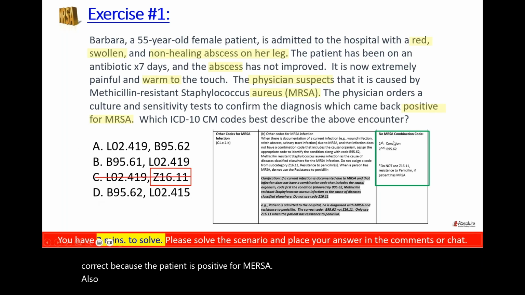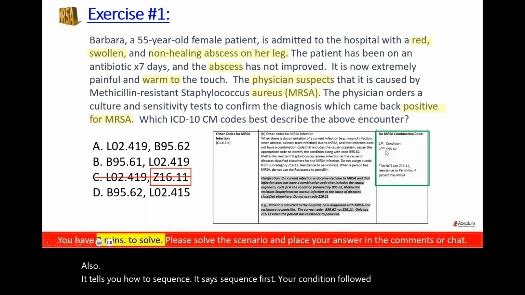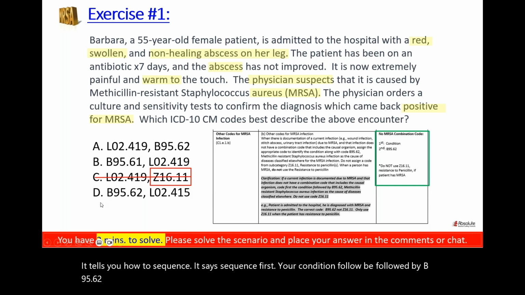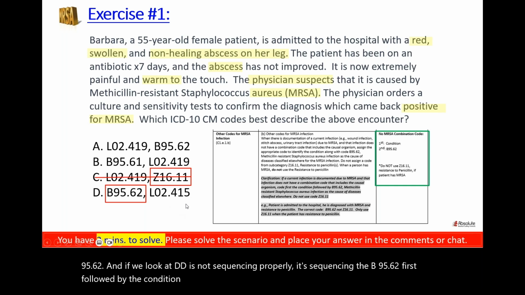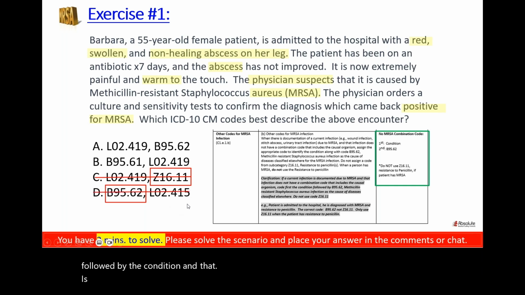Also, it tells you how to sequence. It says sequence first your condition, followed by B95.62. And if we look at D, D is not sequencing properly. It's sequencing the B95.62 first, followed by the condition, and that is incorrect.